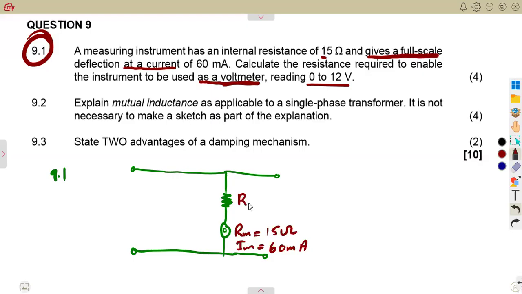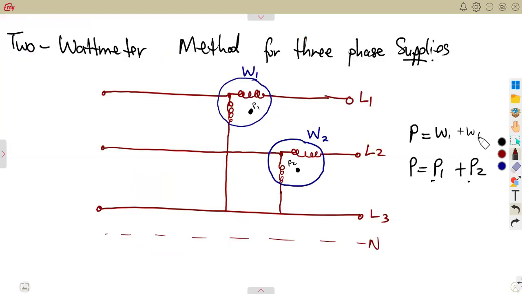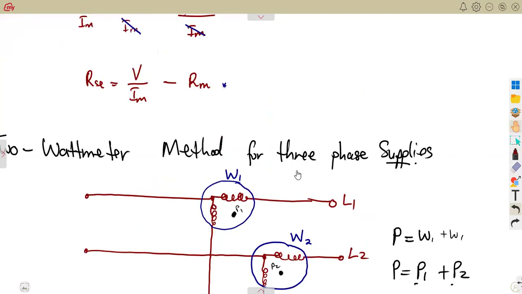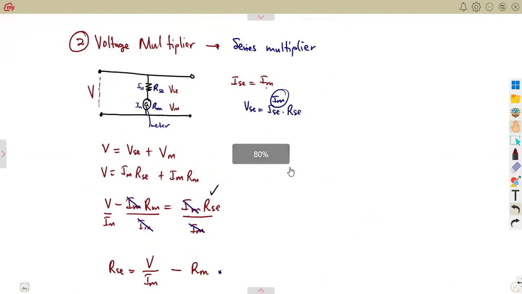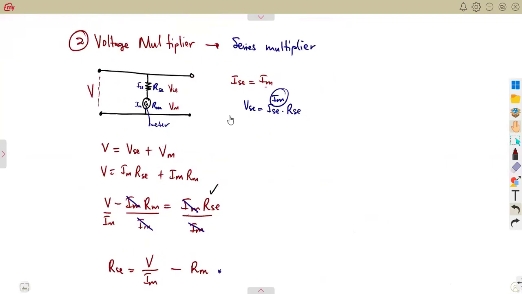We're going to have this as a series. So we need the series resistance for this to be a voltmeter, having a reading of 0 to 12. And like I said, the voltage will be the maximum voltage, so you take the maximum voltage from 0 to 12. For a voltmeter, you are considering a series, this is our voltage multiplier, a series multiplier. That is where we are.